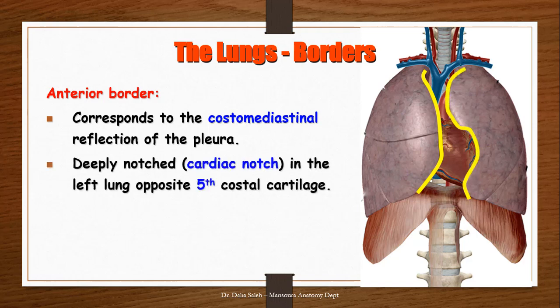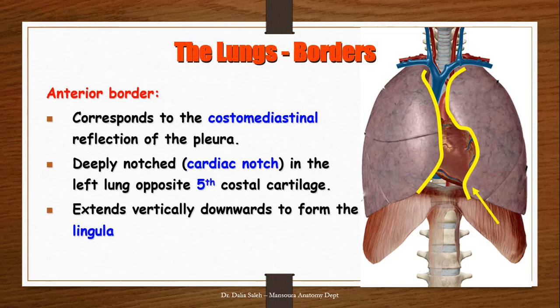The anterior border of the lung corresponds to the costomediastinal reflection of the pleura. It is deeply notched, as I mentioned earlier, by the cardiac notch in the left lung opposite the fifth costal cartilage. Below the cardiac notch, the anterior border extends vertically downwards to form the lingula.